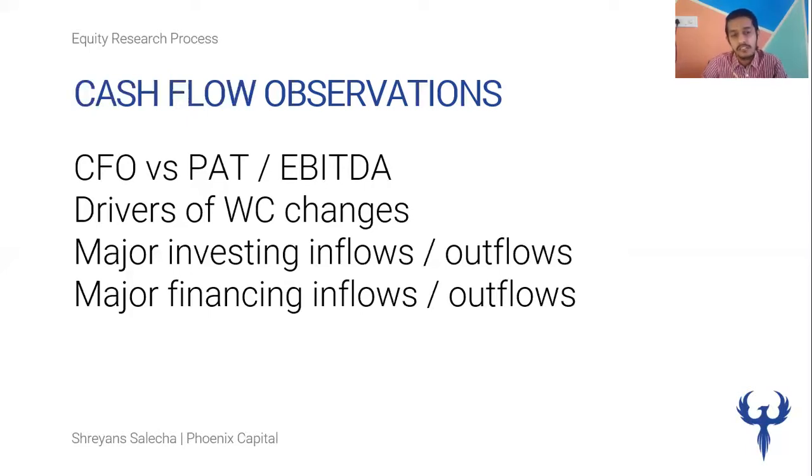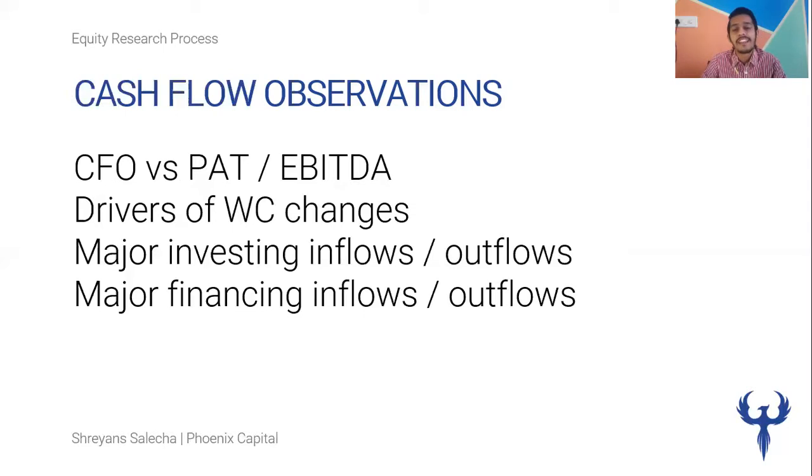Then we have major investing inflows and outflows, which, in most cases, there would be two ways to look at. One would be the investment into fixed assets or purchase of assets, right? That would be an outflow, and there would be a few assets that might have been sold as well. And the other would be if a company is making any investments into financial assets, and if it is withdrawing or redeeming any investments that it would have made for short-term purposes, right? So those would be the major investing inflows and outflows. You can again take a look at the broad trend and also the amount.